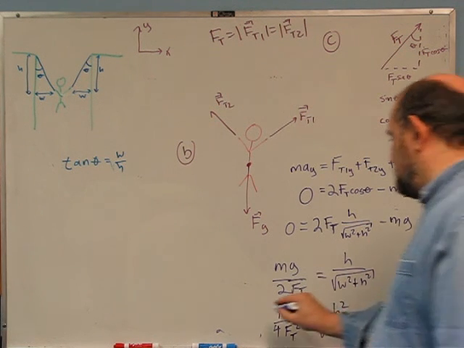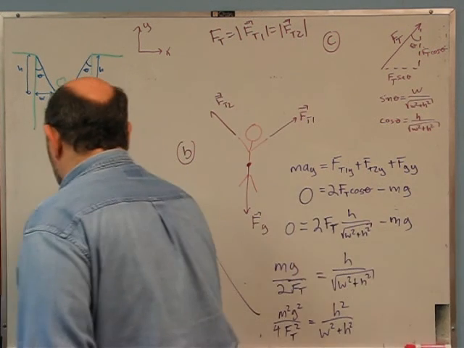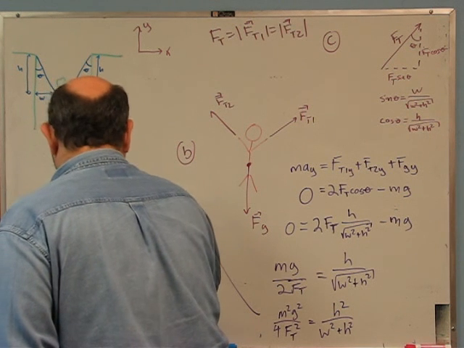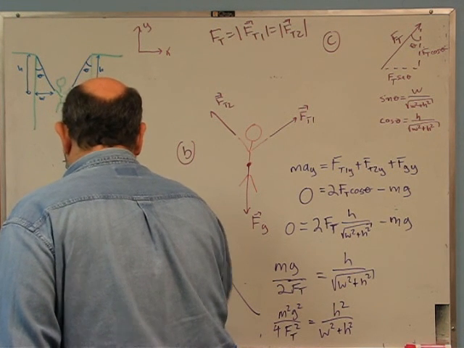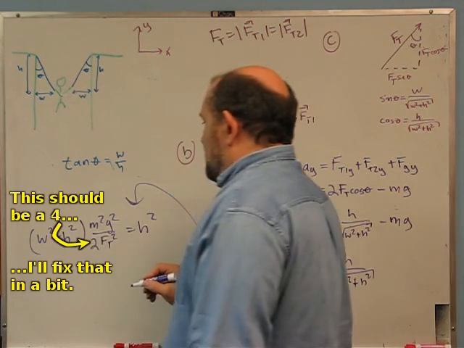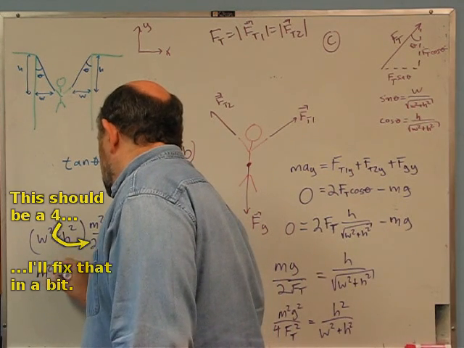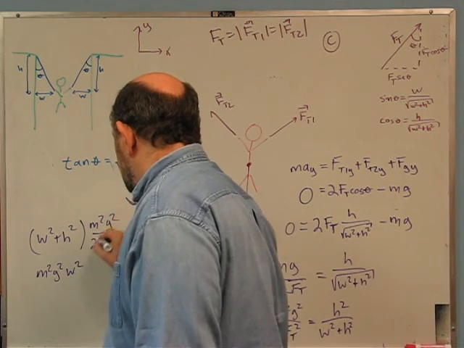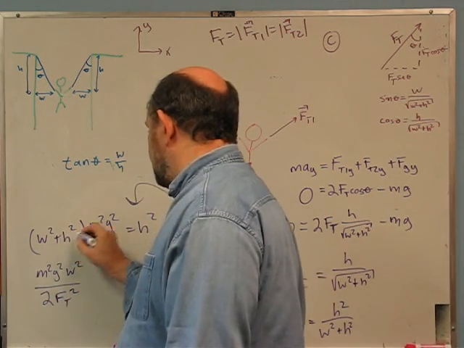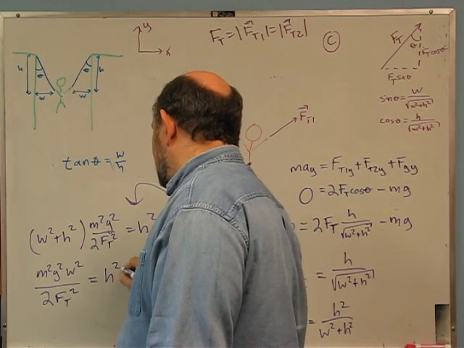I squared both sides, so all these got squared, that just got rid of the square root. Now I'm going to move my algebra over to here. I'm going to multiply both sides by w squared plus h squared. So I have w squared plus h squared times m squared g squared over 2ft squared has to equal h squared. I'm after solving for h squared, so what I'm left with is m squared g squared w squared. I am distributing this back that way, divided by 2ft squared, and I will also have a plus m squared g squared h squared over 2ft squared. I'm going to subtract that from both sides.